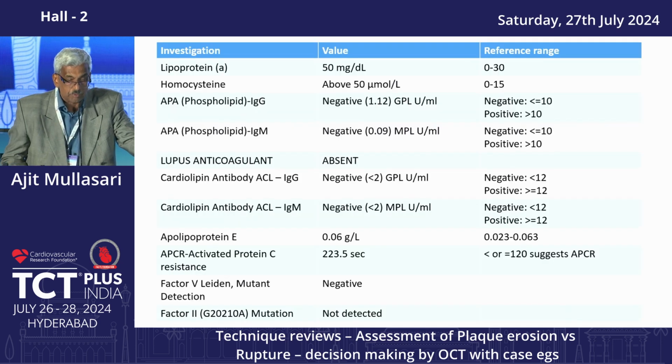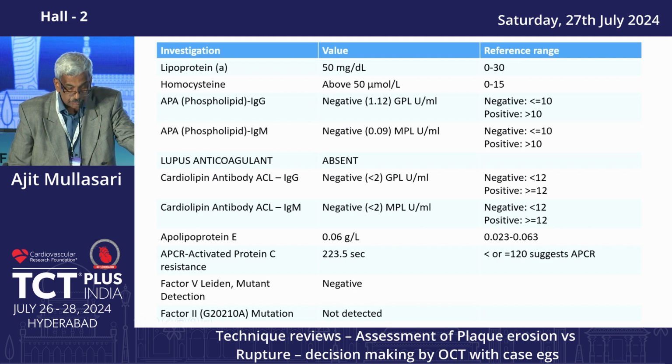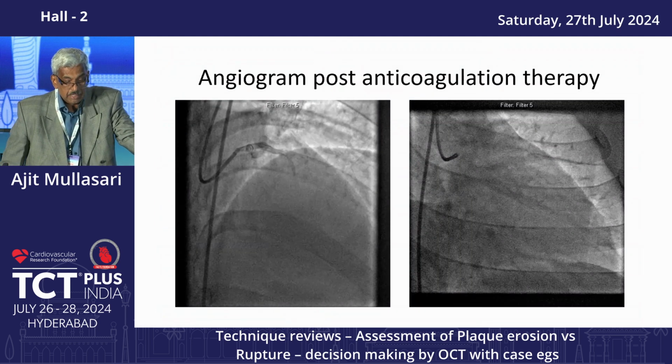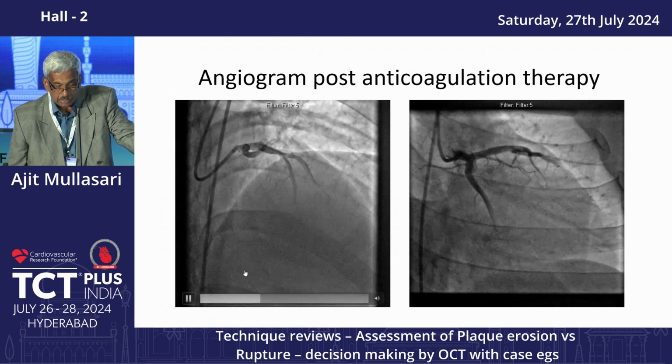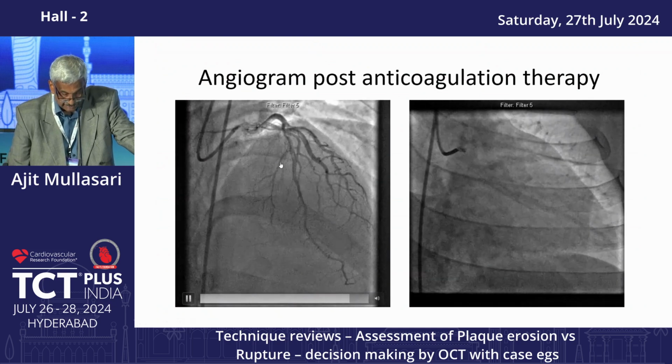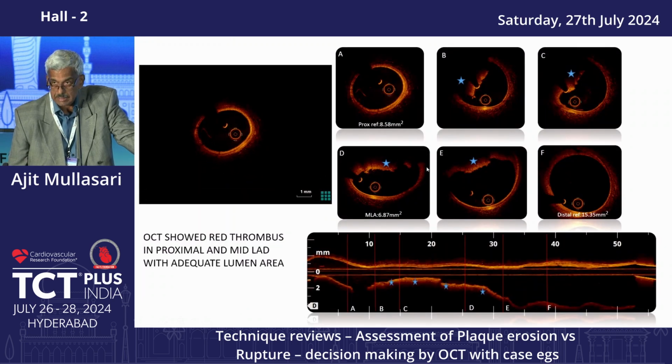And we also do this profile for these patients now. And this patient had a high homocysteine, but everything else in terms of lupus anticoagulant, lipoprotein A, everything was negative. And this is a standard protocol we follow in the hospital to look for procoagulant states. And you can see after the anticoagulation therapy that there's still a lesion in the proximal LAD at the diagonal level. And you can see here there's a lot of thrombus still. This is just a few days of anticoagulation.